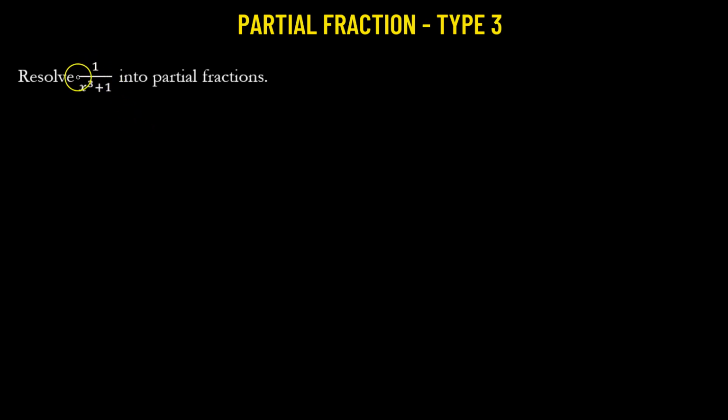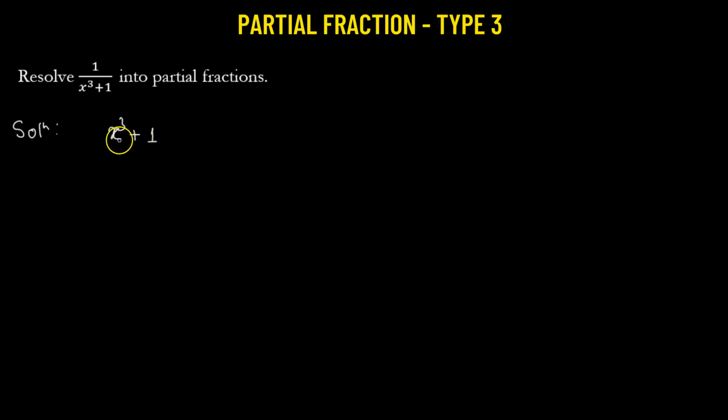So here in this problem, we are given a rational fraction 1 over x cubed plus 1, and we need to resolve it into partial fractions. So let us begin. First, we'll start with the denominator, which is x cubed plus 1. We'll try to factorize it.